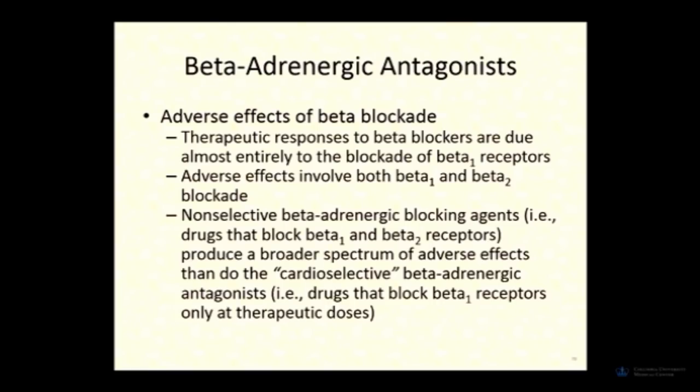So therapeutic responses to beta blockers are almost entirely a beta-1 effect. Okay? So when we're using a beta blocker, our target is a beta-1 receptor. But adverse effects of using beta blockers stem from both beta-1 and beta-2 blockade. Okay. Non-selective beta adrenergic blockers, the ones that block both receptors, produce a more broad spectrum of adverse effects than do the more cardioselective beta adrenergic antagonists. Okay. So the more selective beta-1 receptor antagonists will produce fewer adverse effects than the non-selective ones, as you might imagine.